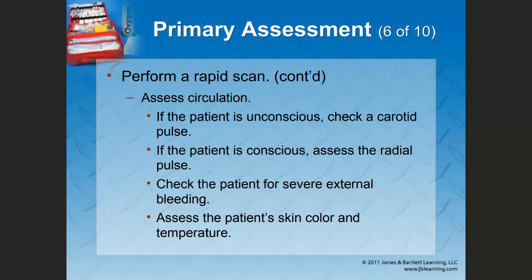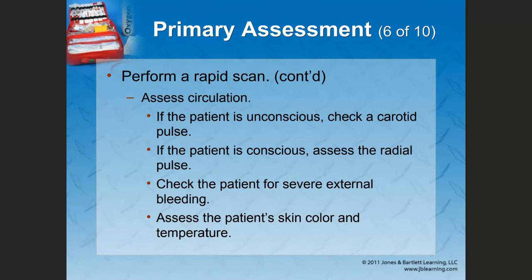Check the patient for severe external bleeding. Always look for signs of bleeding, external bleeding, whether it's a trauma or medical patient. Very important for your trauma, but don't neglect that assessment for your medical patients. Medical patients can bleed. So look for signs of bleeding. If bleeding is present and it is excessive, you address it. And in some circumstances, you may have to deal with blood loss before you even manage airway because it's excessive.